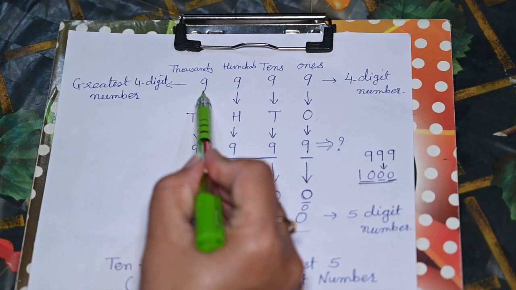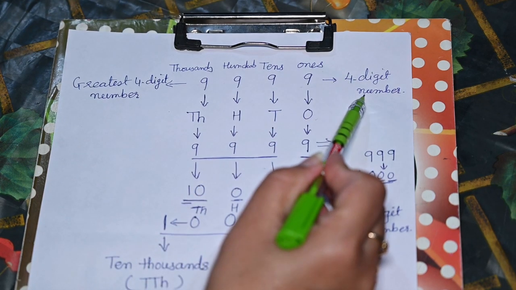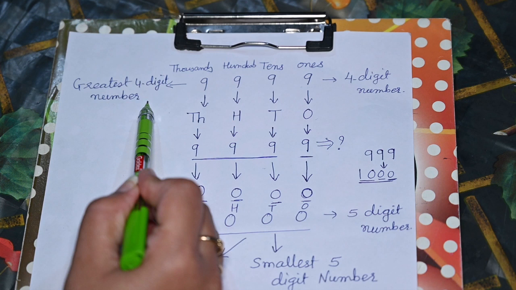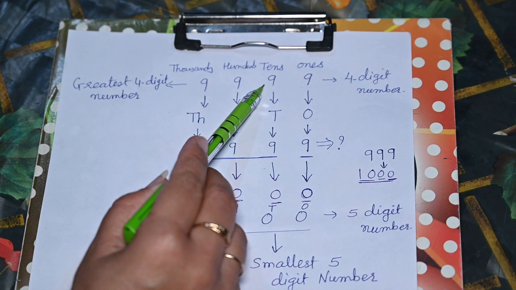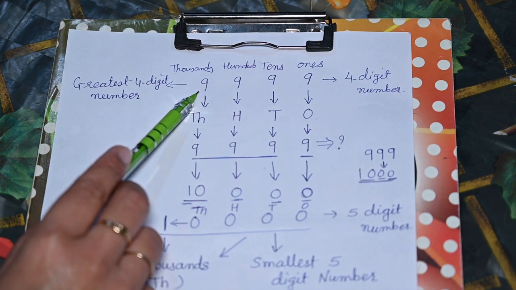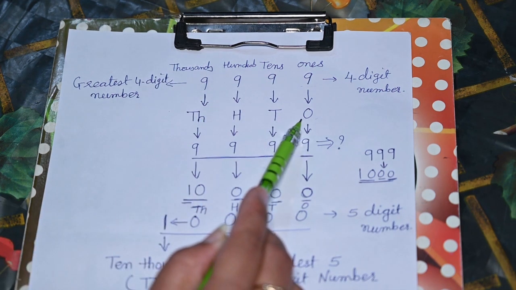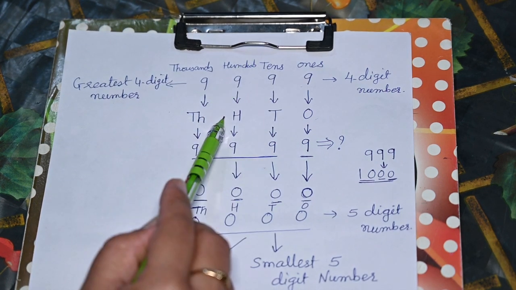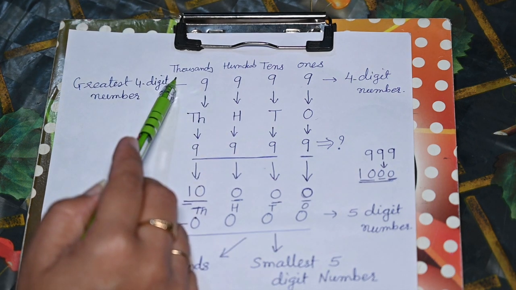Look at this number, 9999. It is a 4-digit number. In fact, it is the greatest 4-digit number. We know that this 9 is in the place of ones, this 9 is in the place of tens, this 9 is in the place of hundreds, and this 9 is in the place of thousands. We also know that we use capital O for ones, capital T for tens, capital H for hundreds, and capital T and small h for thousands.